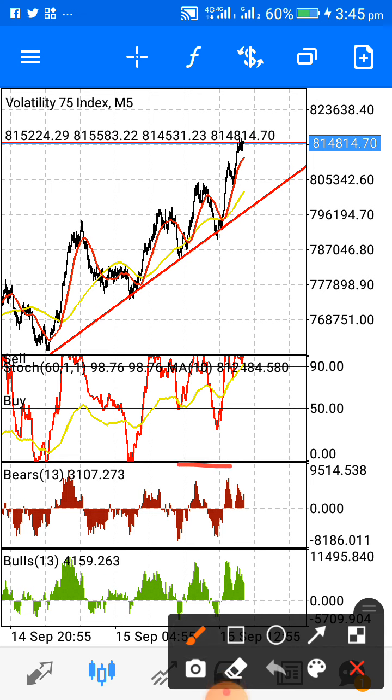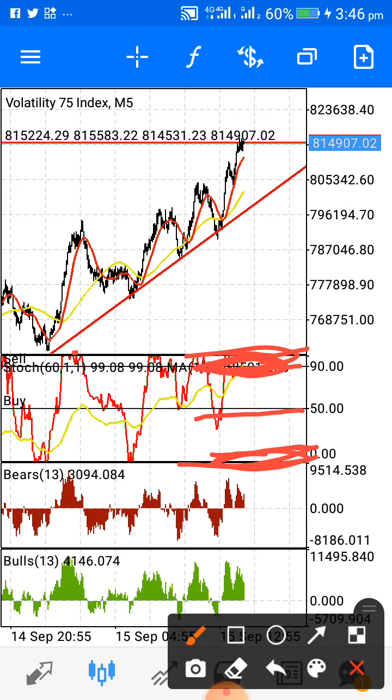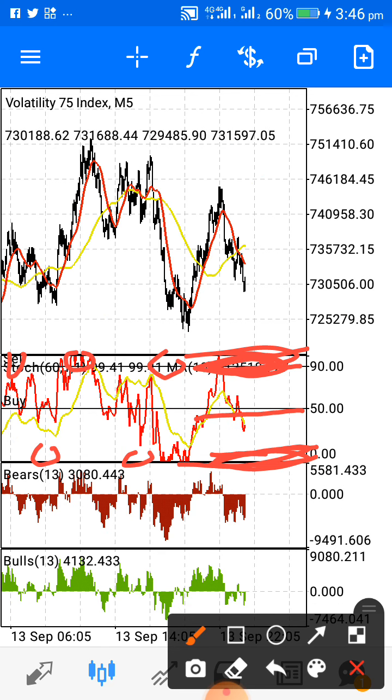This line you see here is your line 0. A little bit above your line 0 is your line 10. This is your line 50. This is your line 90. And above your line 90 is your line 100. Between your line 90 and 100 is your overbought zone. Between your line 0 and 10 is your oversold zone. So when you see any movement in this zone, it is a sell signal. And when you see your moving average cross your line 10 down, approaching your line 0, it gives you a signal to buy. I hope you understand.